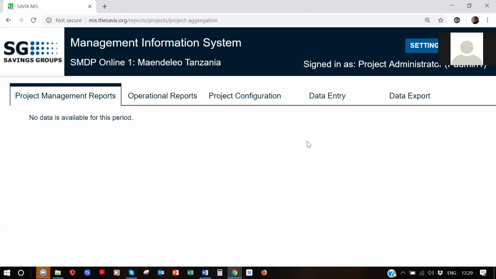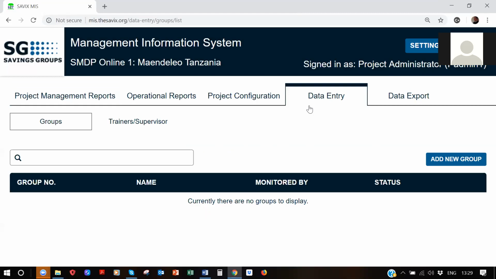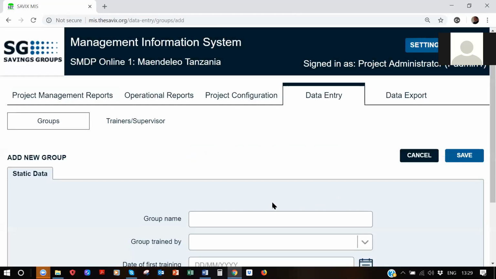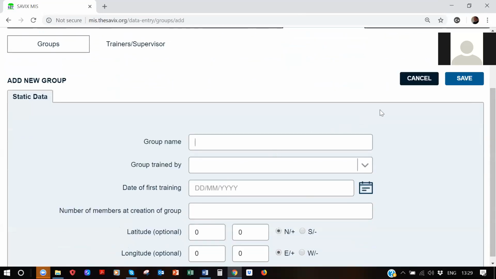Now, when I sign in, it says up here, Project Administrator. And this is SMDP Online 1, Maendeleo, Tanzania. All right. So I'm going to enter the data. And it says there are no groups to display. So I click Add New Group. And the system then says Group Name. So what is the group name I'm going to enter? Umoja, great, okay.